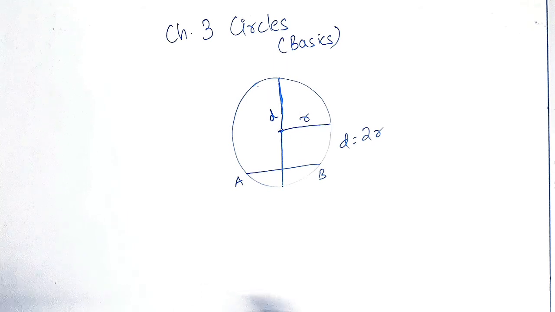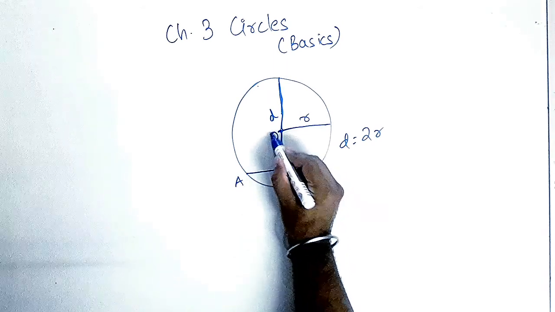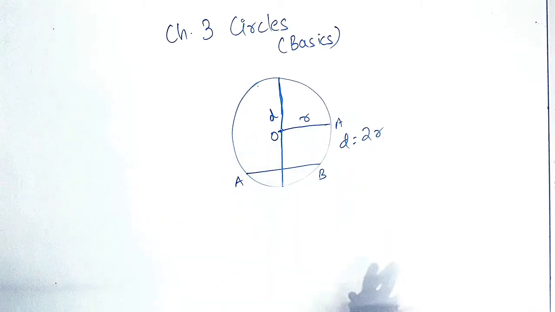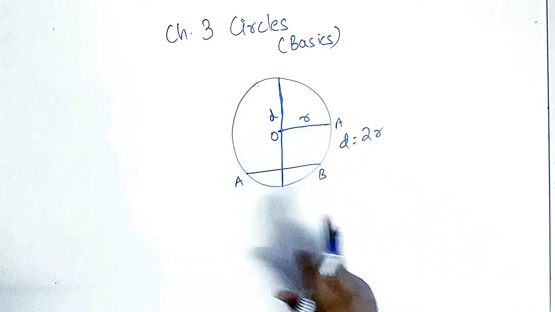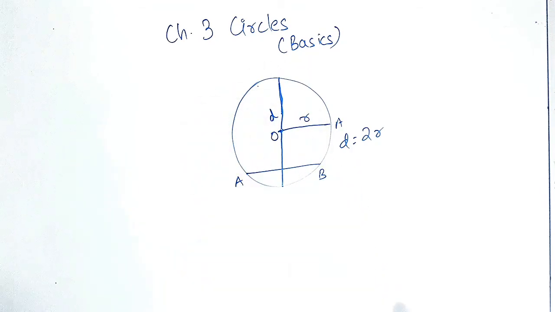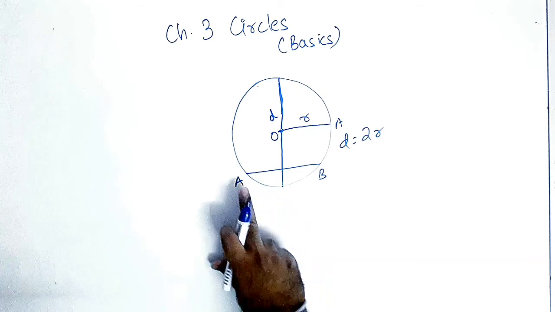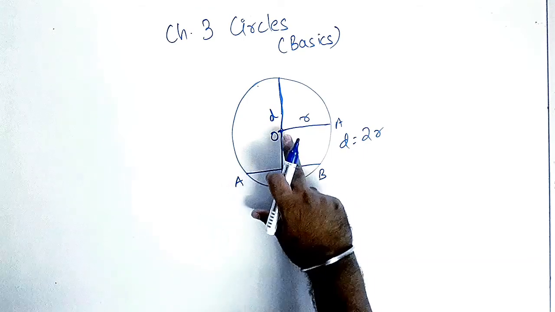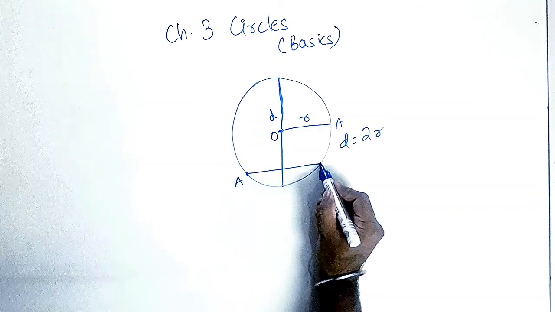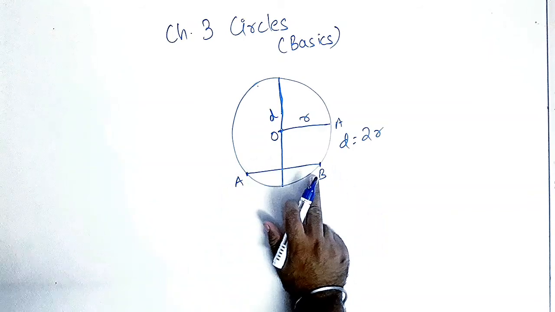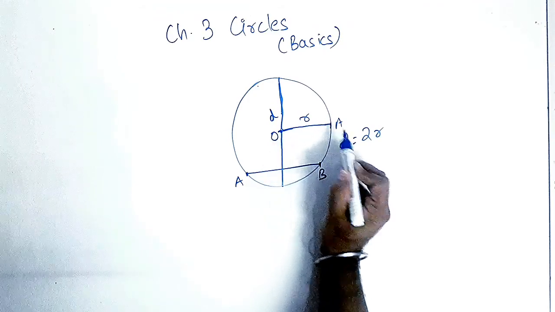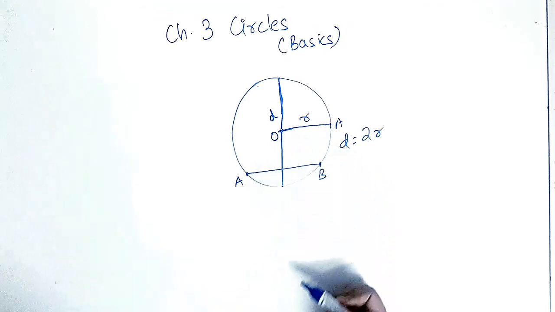And can we call this OA as a chord? No, it is a radius. A radius is not a chord, but a diameter is a chord. Now how will you say that this radius is not a chord? Because a chord has both its endpoints on the circumference, whereas you can see here OA has only one point on the circumference. This is at the center.